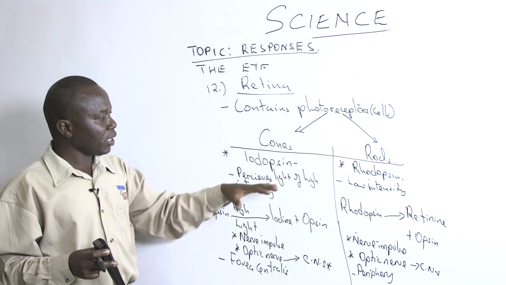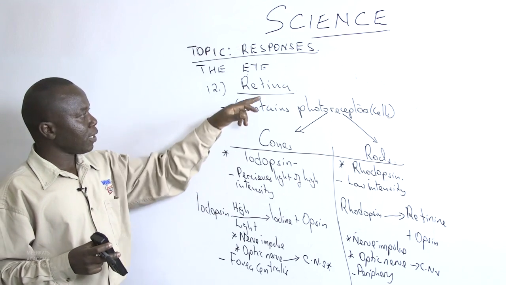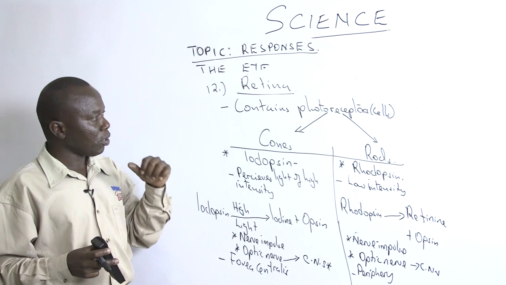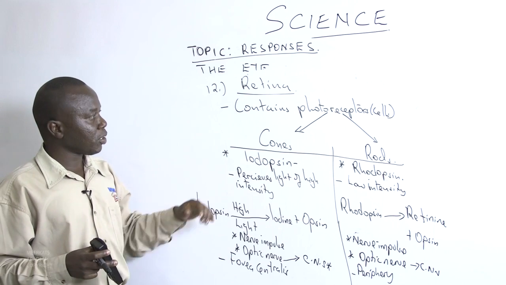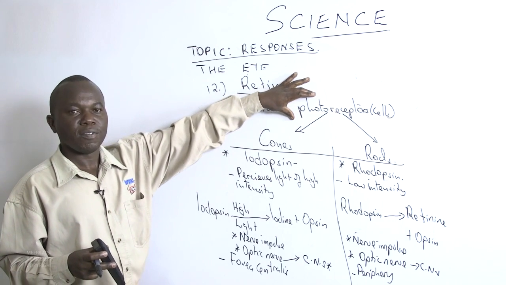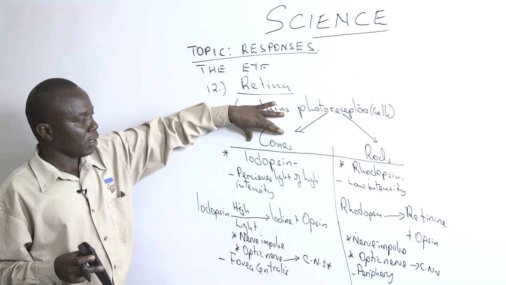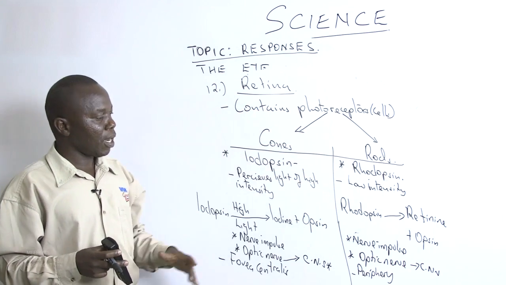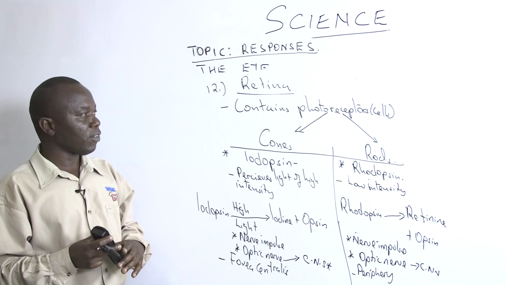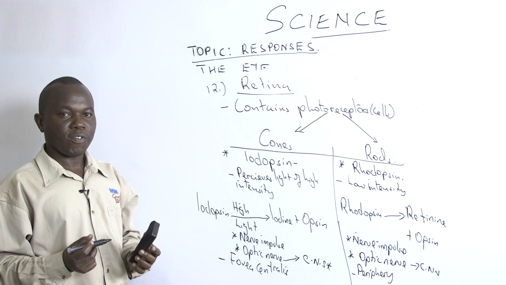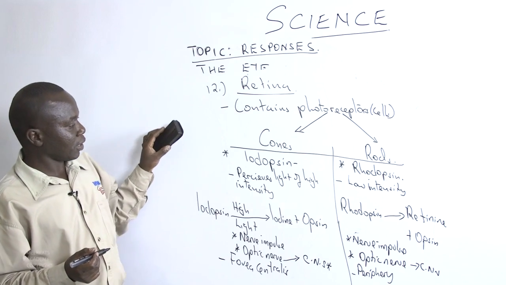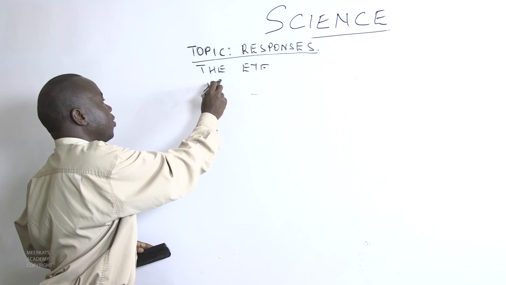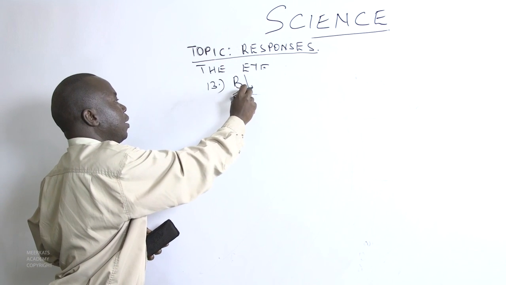So from this we can easily say that the retina is the major site for perception of light, because it is the one containing photoreceptor cells, called cones and rods. And we have seen how each one of them is involved in generation of perceptive impulses. And then we have other structures. The blind spot.